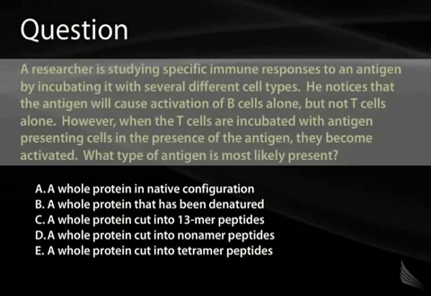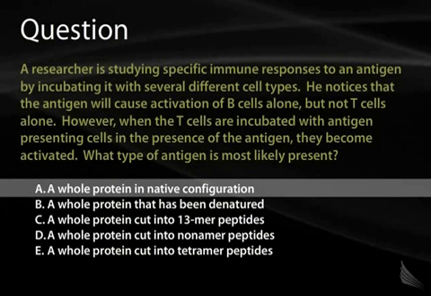So here's the question. A researcher is studying specific immune responses to an antigen by incubating it with several different cell types. He notices that the antigen will cause activation of B cells alone, but not T cells alone. However, when the T cells are incubated with antigen-presenting cells in the presence of the antigen, they become activated. What type of antigen is most likely present? A, a whole protein in native configuration, B, a whole protein that has been denatured, C, a whole protein cut into 13-mer peptides, D, a whole protein cut into nonamer peptides, or E, a whole protein cut into tetramer peptides. The answer is A, a whole protein in native configuration.